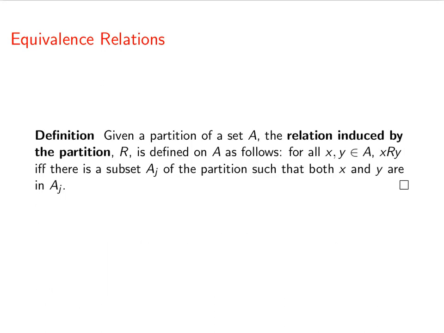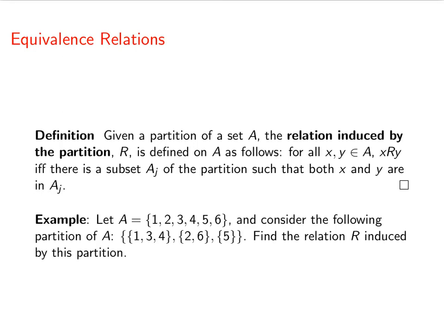So here's the definition. If we have a partition of a set A, the relation induced by the partition is defined on A as follows. We're going to say that for any x and y that's in the set A, x is related to y if and only if there is some subset A sub j of the partition such that both x and y are in A sub j.